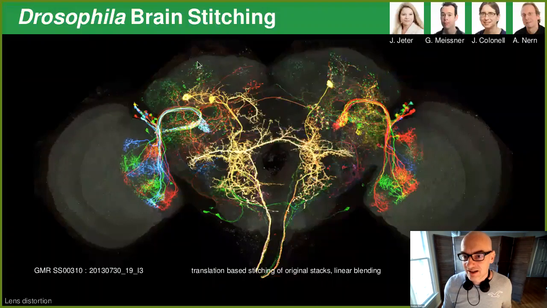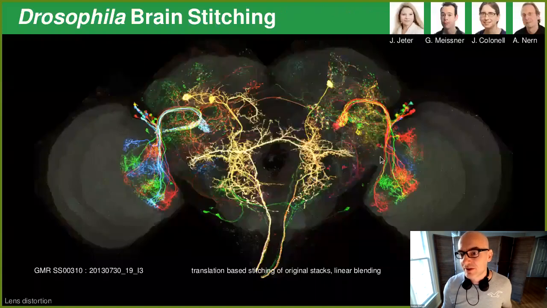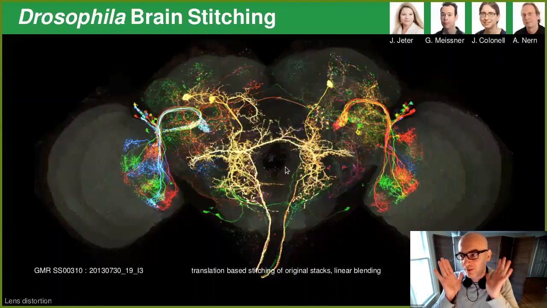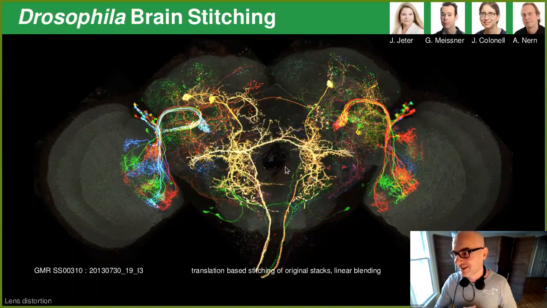Here we see a stitched brain from Alyosha's multicolor flip-out datasets. So one of the issues with the older datasets was that the metadata did not contain information on which of the 6 microscopes in Flylight the image was acquired, which is a bit unfortunate if you're trying to estimate a lens model in hindsight. But it turns out that you can do a little bit of archaeology.